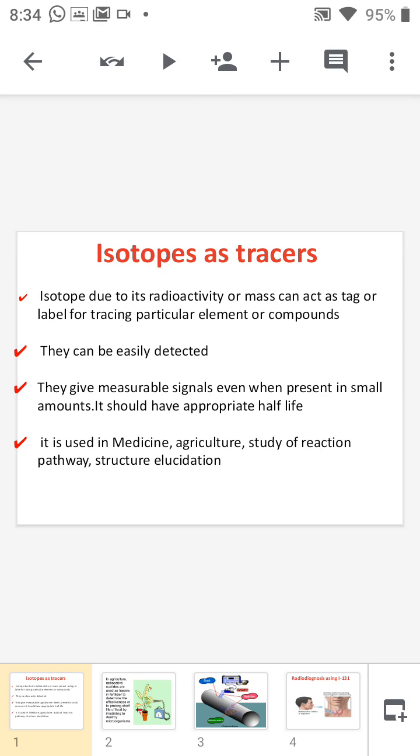So the general characteristic of the isotope is that it can be easily detected and give a measurable signal even when present in a small amount, and it should have an appropriate half-life which must be a measurable quantity. It is used in different fields like medicine, agriculture, study of reaction pathways and structural elucidation.